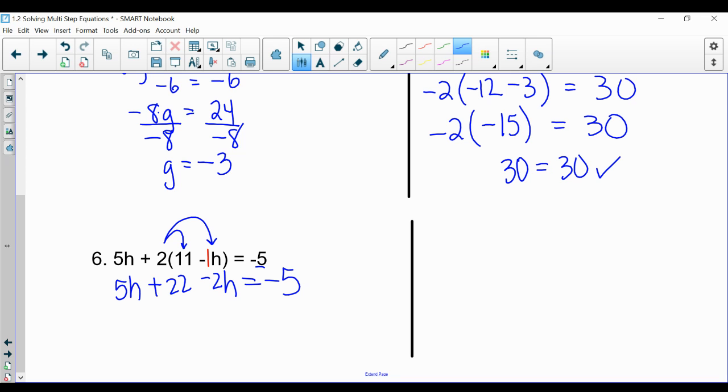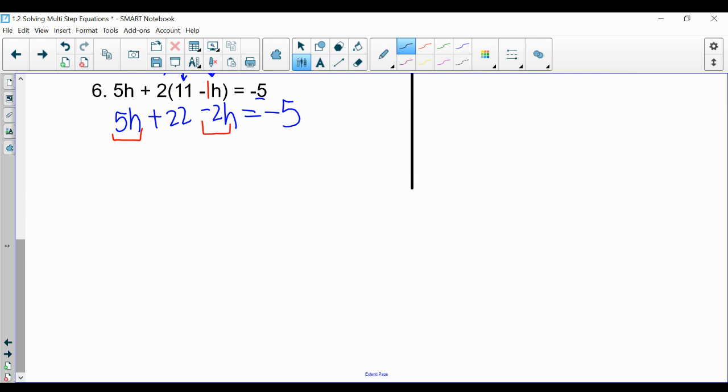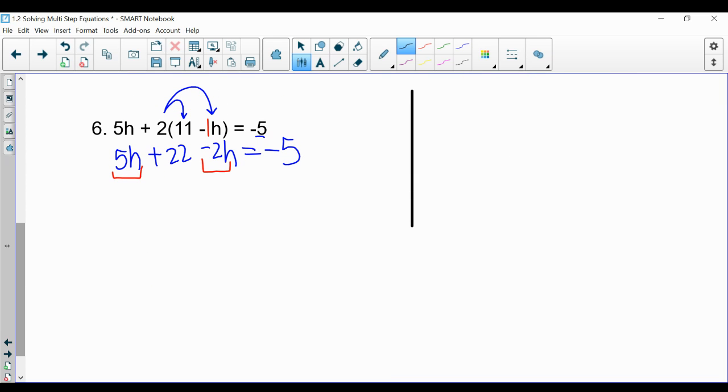So now I use my distributive property, but now I have some more terms that are alike. I have my 5h and I have my negative 2h. So I'm going to combine those. That's my next step, is to combine like terms. So 5 minus 2 is 3. When I just look at the coefficient, the number in front of the variable, so 3h plus 22 is equal to a negative 5.